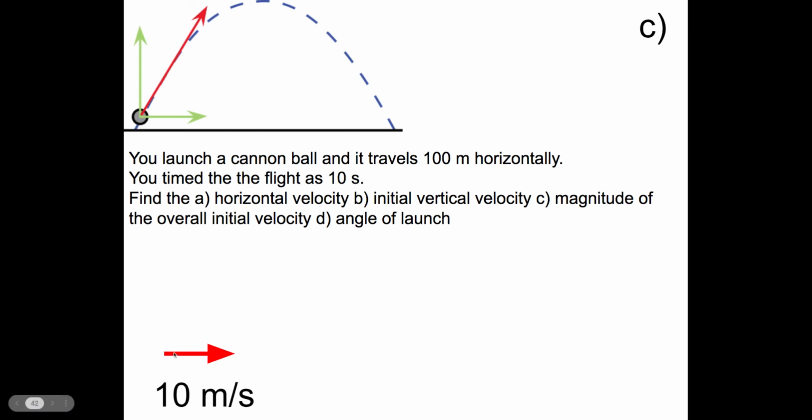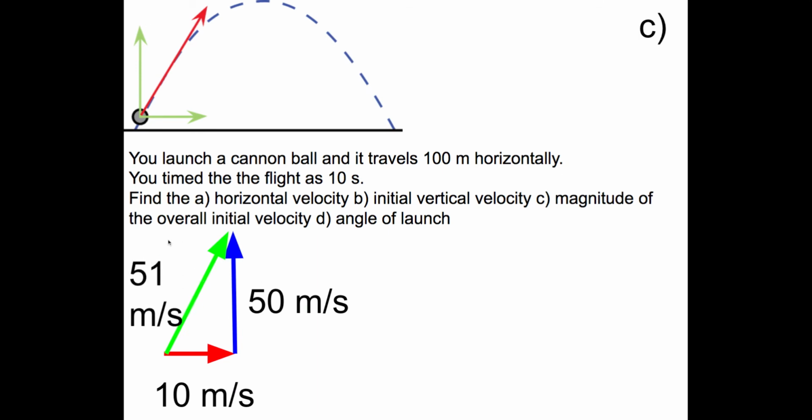So what about C, the magnitude of the overall initial velocity? Well, we know it's going to the side at 10 meters per second, and we know it's going up at 50 meters per second. So we can find its overall velocity by using the Pythagorean theorem. So 10 squared plus 50 squared, take the square root of that, and you get approximately 51 meters per second there. So last thing here is, what's the angle of launch?